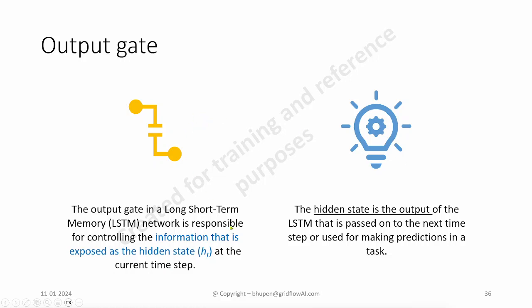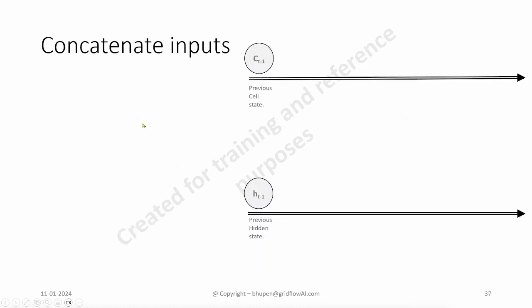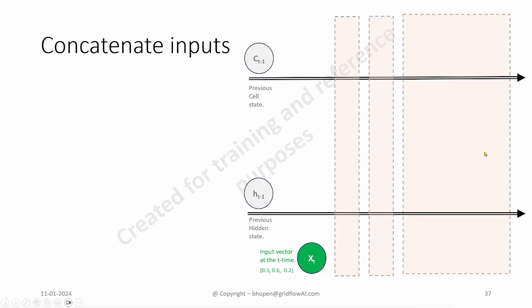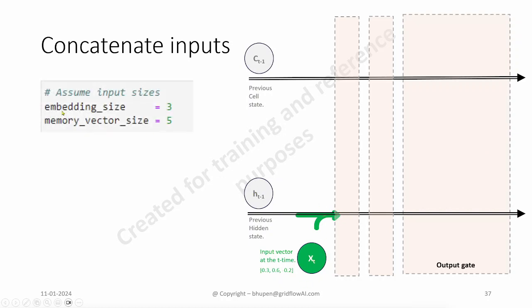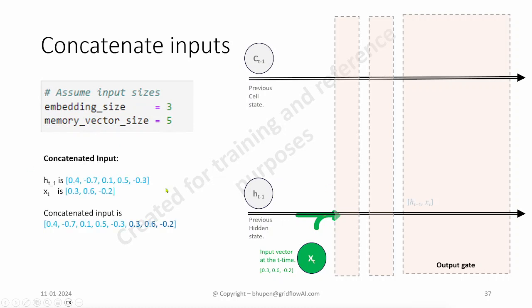Now, the last one is the output gate, and this output gate is essentially what is going to be the hidden state representation from the current cell. So this is the output. The hidden state is the output of the LSTM, and this is passed to the next time step. Again, this will also go through the first elementary process, which is concatenation. So the third gate that we're talking about here is the output gate. Similarly, you have the hidden state and the input here, and that will be concatenated. Exactly the same process here.